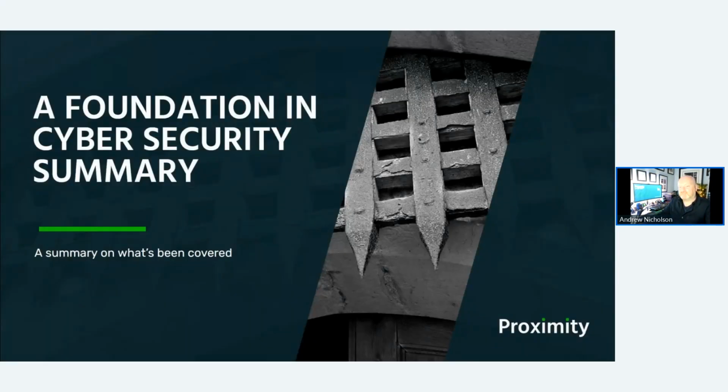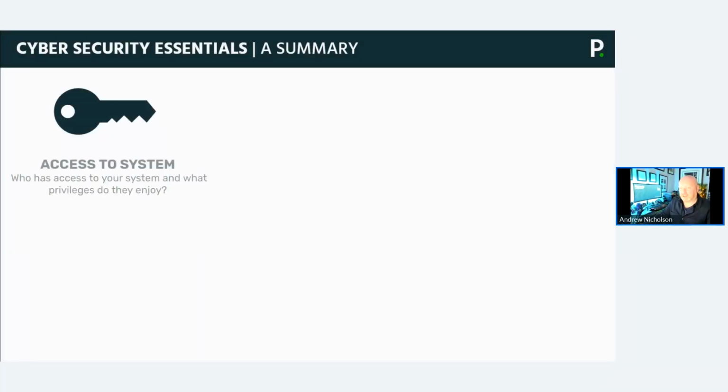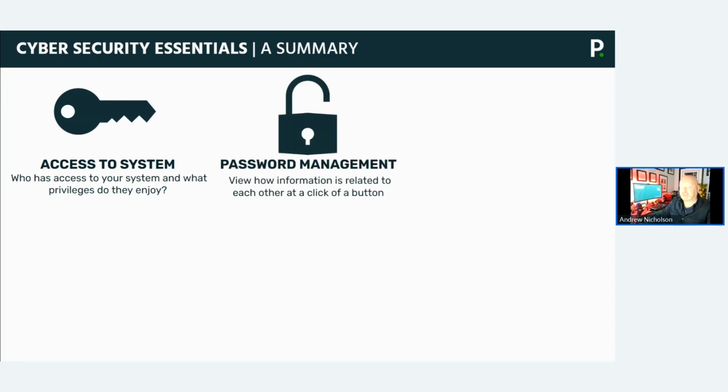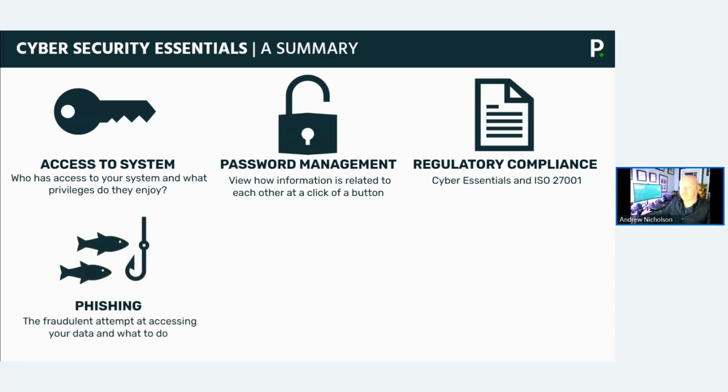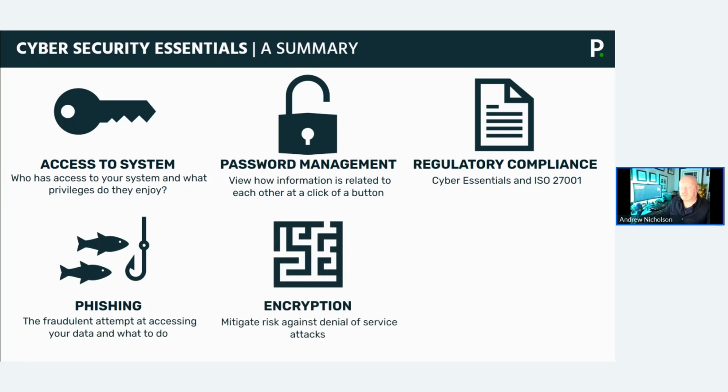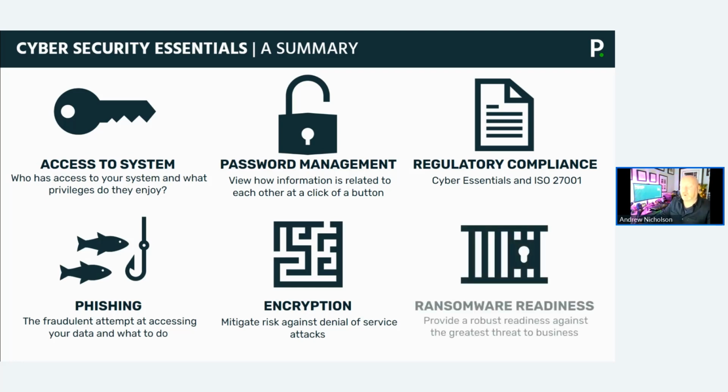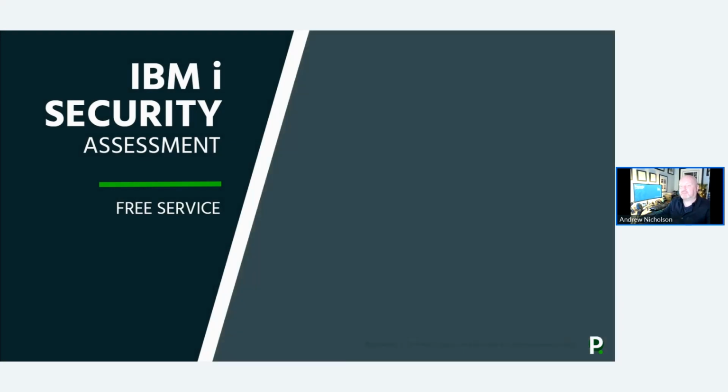So within the past 35 minutes, we've covered much, and we hope you found the session to be of great value. But to recap, we've covered access management, who has access to your systems, their privileges accordingly, password management, including system values to get you up and running. We discussed regulation compliance, policies, procedures, including Cyber Essentials and ISO certification, phishing, and how susceptible our enterprise is, and the implementation of continual soft measures to resolve this, encryption, and why this is the simplest and most important way to ensure a computer system's information cannot be stolen. And finally, ransomware, why it's the greatest threat to business and simple ways in which we can mitigate risk.